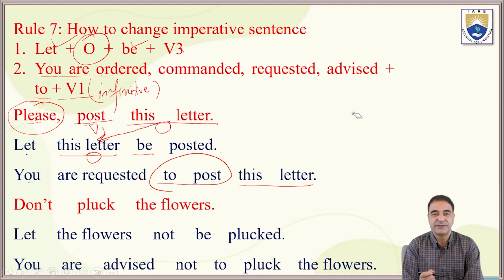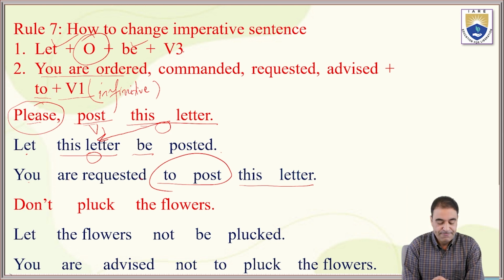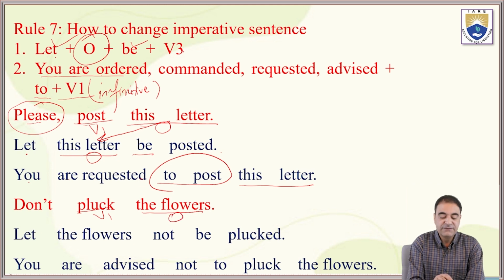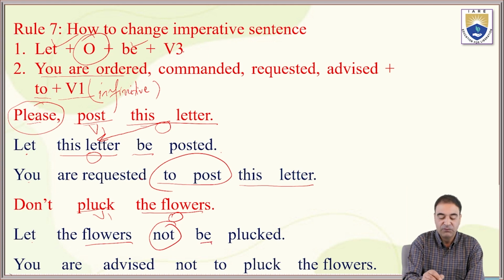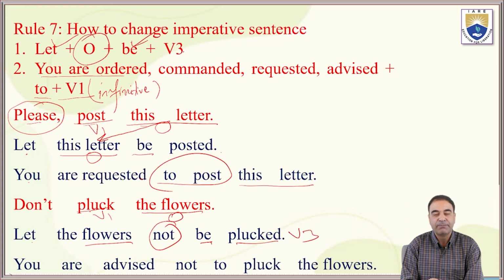If it is a negative sentence, in negative sentence we just introduce not. Like here, "Don't pluck the flowers." Pluck is a verb in first form, and the flowers is the object. Now, what is the first rule? Let plus object plus be plus verb in third form. Here, let plus object, and the object is the flowers. In negative sentence, we just introduce not, and then again be form of be, simply be, and then verb in third form, and the third form of pluck is plucked.